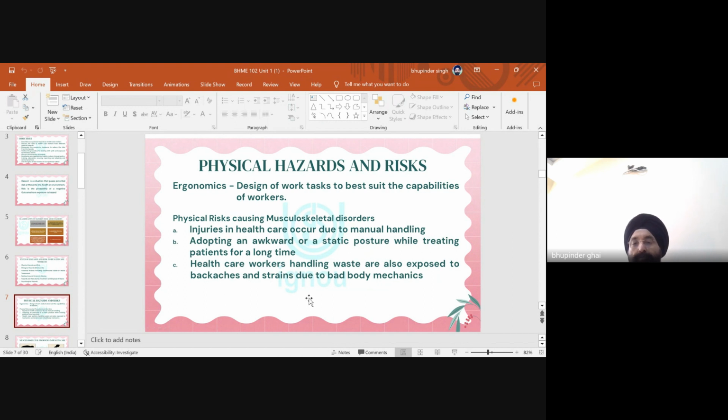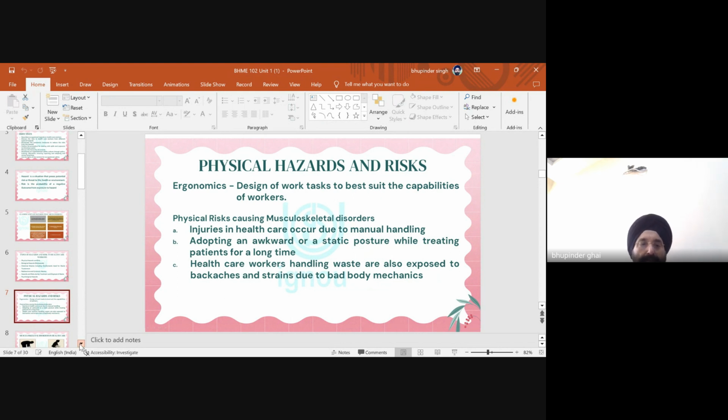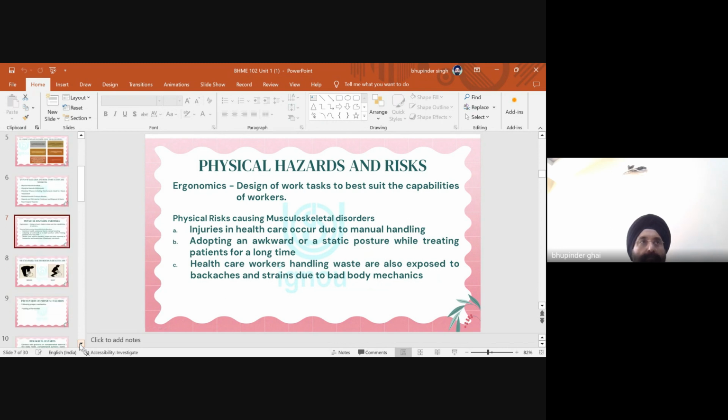Healthcare workers handling waste are also exposed to backache and strain due to bad body mechanics. When they are carrying the waste or when they are collecting the waste, they are exposed to backaches and strain due to bad body mechanics. So these are the few factors, physical factors.